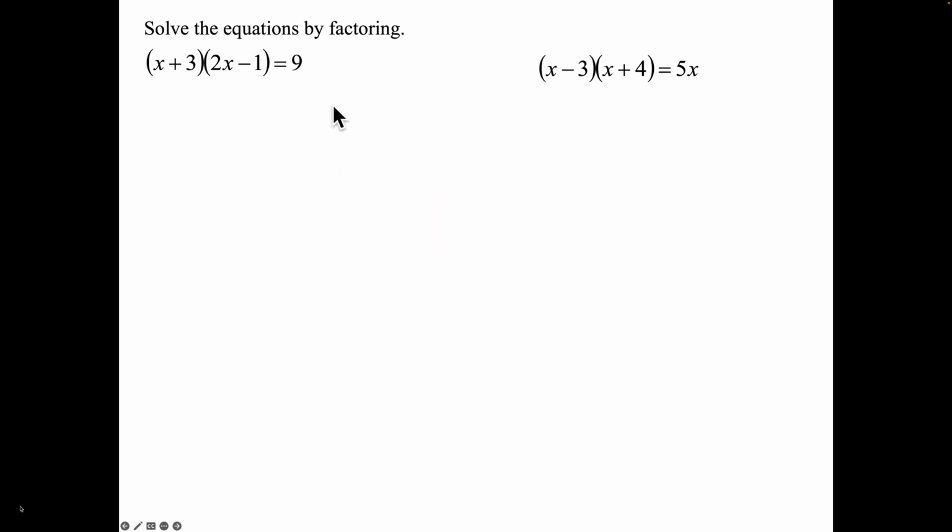Solve these equations by factoring. Now, the big mistake here is some people say, oh, look, it's already factored, x plus 3, just set it equal to 9. No, it has to be a 0. So these problems are where the author likes to make you go back.